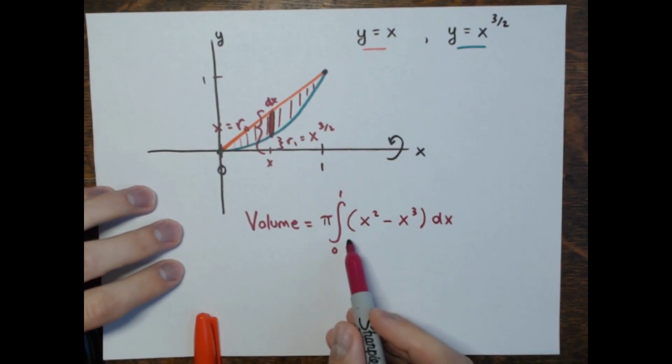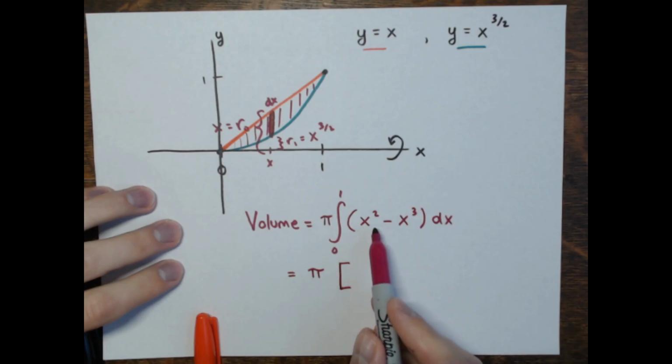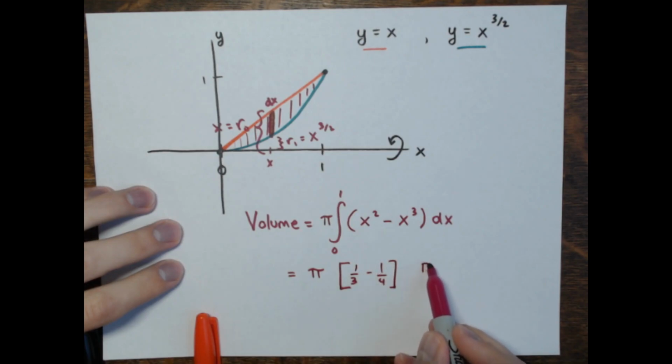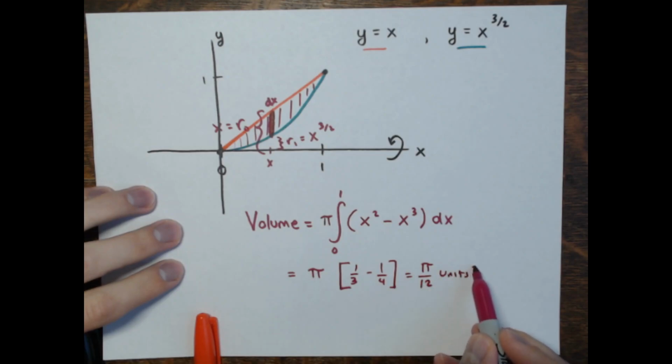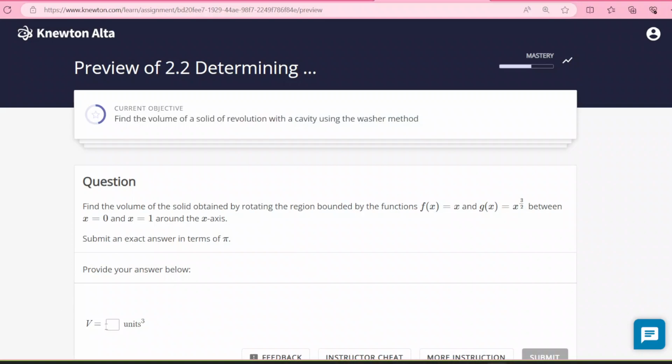All right, and this one ain't so bad. I know this will be rational, but this will be pi times basically just 1/3 minus a fourth. Because when I plug in 1, I'll just get a third minus a fourth, and when I plug in 0, I'll get 0. So 1/3 minus 1/4. This will be 4/12 minus 3/12. That's pi over 12. All right, 1/12 pi cubic units. It's pi over 12 for the volume.